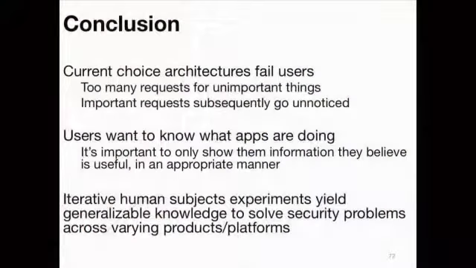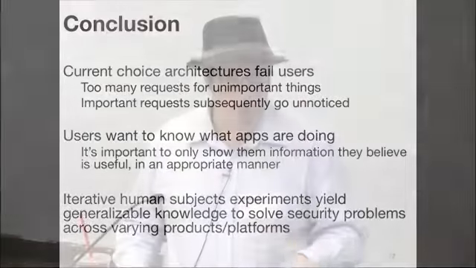So the conclusion is that the current choice architectures are really failing users because there are too many requests that they don't care about, which means that the important ones tend to go unnoticed. At the same time, we know that users do want some control of how information is shared with third parties. And by performing iterative human subjects experiments, we can yield generalizable knowledge to try and give them that.